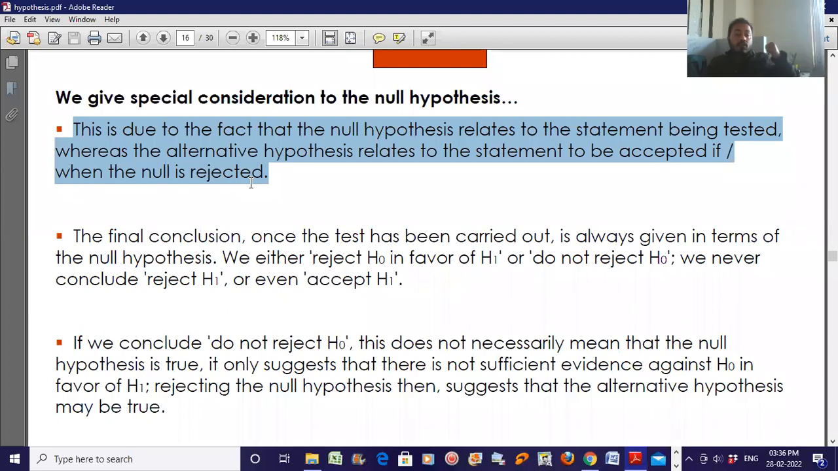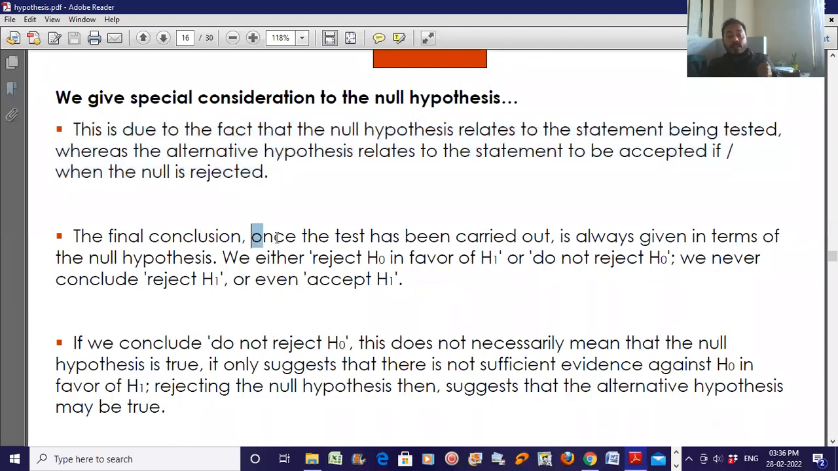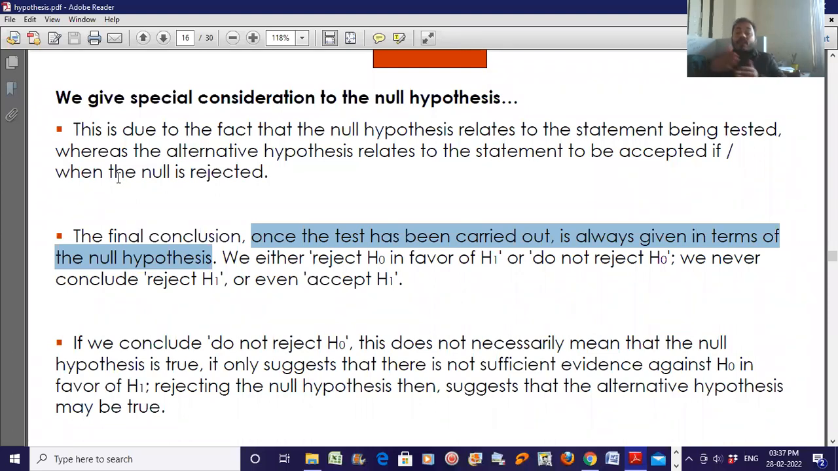Okay. So the final conclusion, once the test has been carried out, is always given in terms of the null hypothesis. इसलिए हम बार बार बोल रहे हैं कि null hypothesis is very important in any kind of research proposal. We either reject H0 in favor of H1, or we do not reject H0. We never conclude like reject H1 or even accept H1.